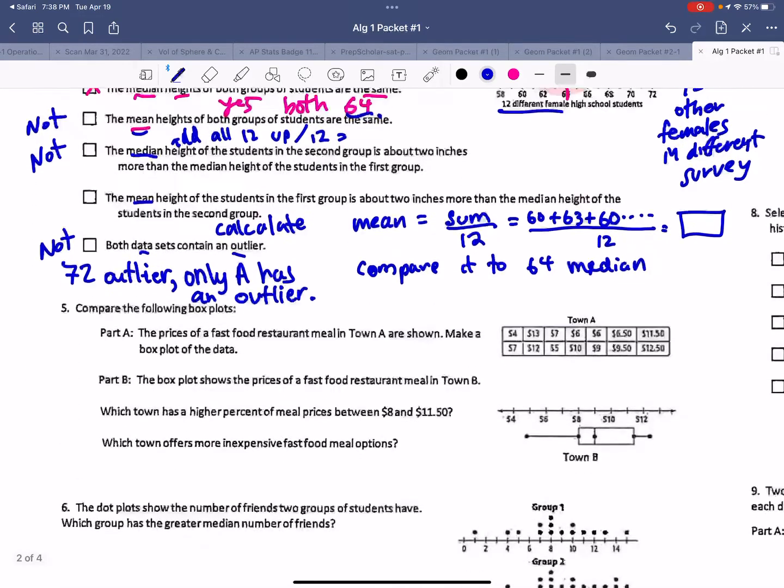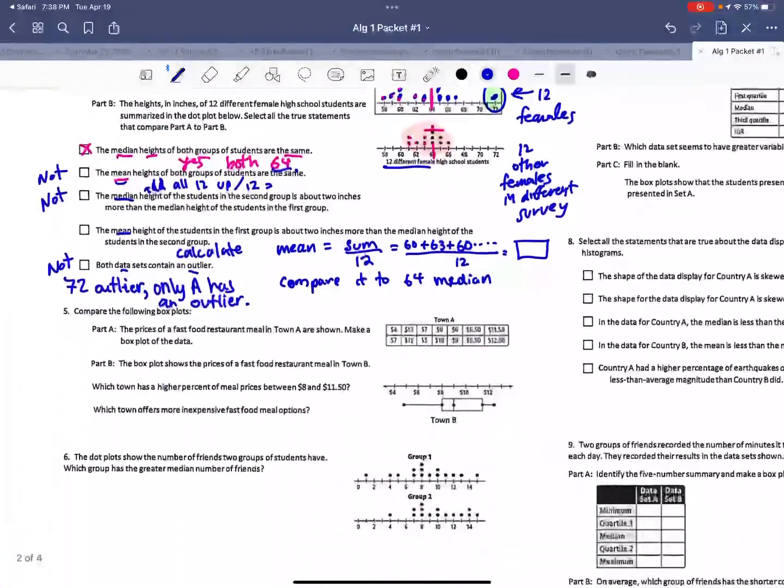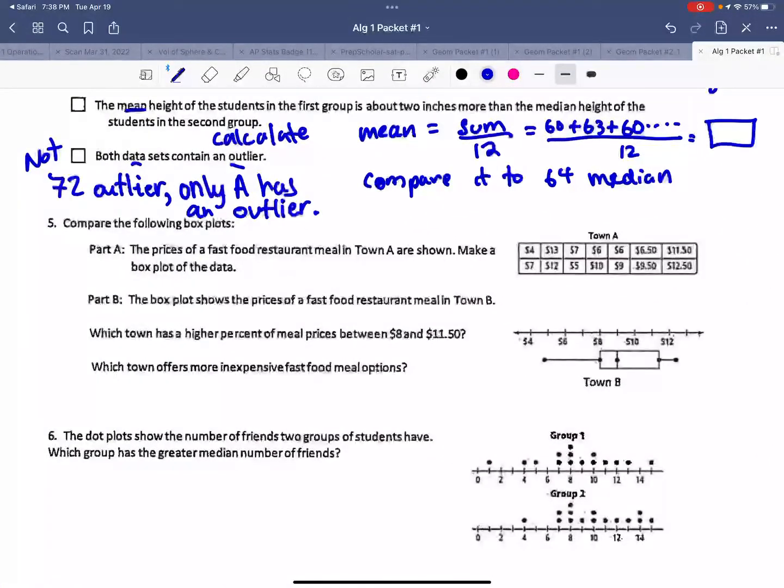All right, nice work. Let's take a look at question number 5. Compare the following box plots. The price of fast food in town A is shown below. Then they gave us town B. They already made us a picture. Which town has a higher percent of meal prices between 8 and 11?